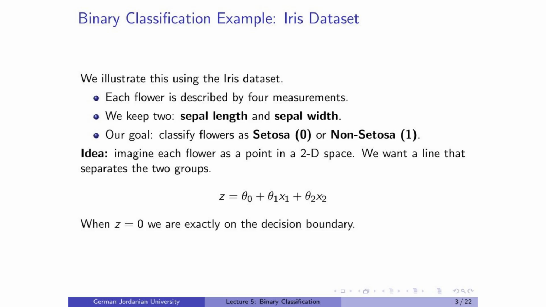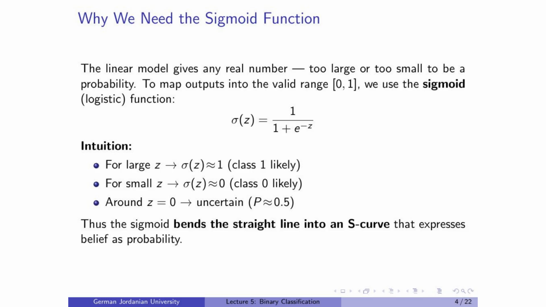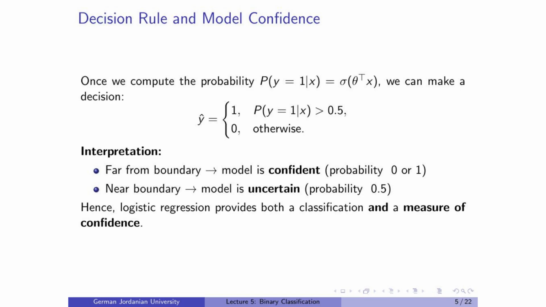We imagine each flower as a point in 2D space and try to find a line that separates the two groups. The linear model outputs values from -infinity to +infinity, and that's not suitable for probabilities. The sigmoid function fixes that, bending the straight line into an S shape and mapping values to the range 0 to 1. Large positive values become close to 1, large negatives become close to 0, and points near 0 represent uncertainty. Once we have probabilities, we can decide: if P(y = 1 | x) is greater than 0.5, classify as 1, otherwise classify as 0. The further a point is from the decision boundary, the more confident the model is.